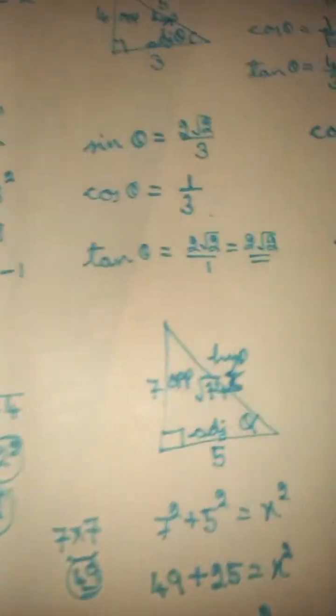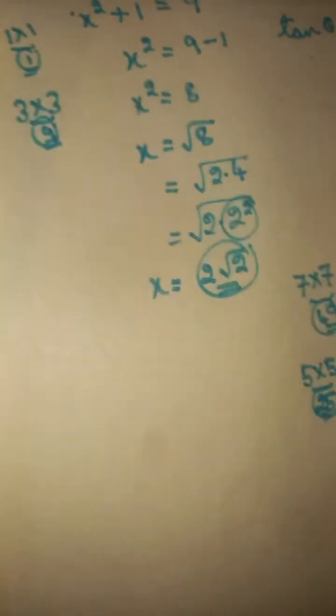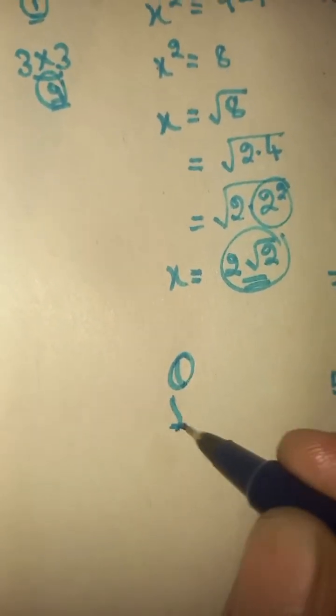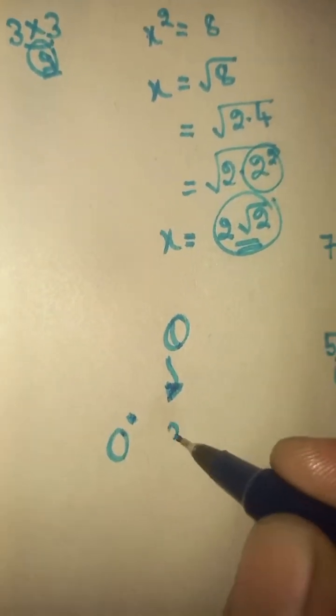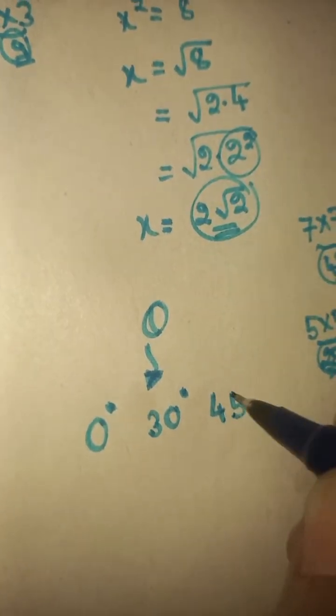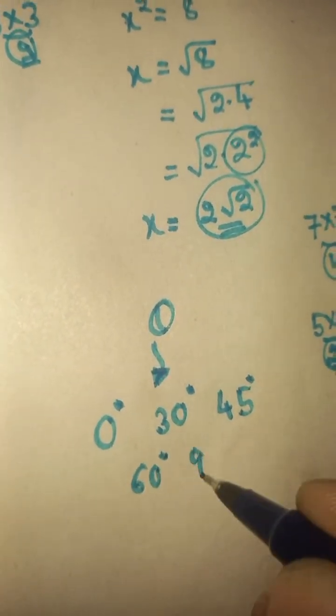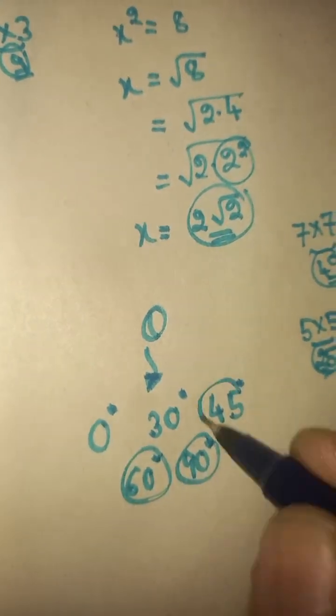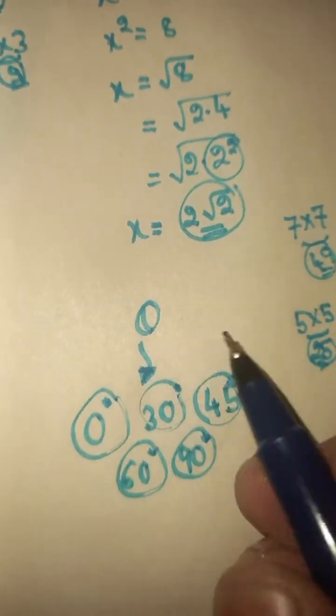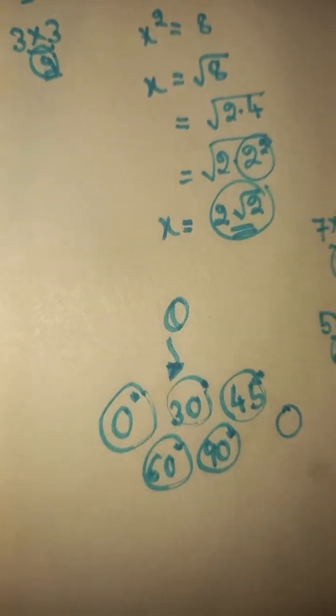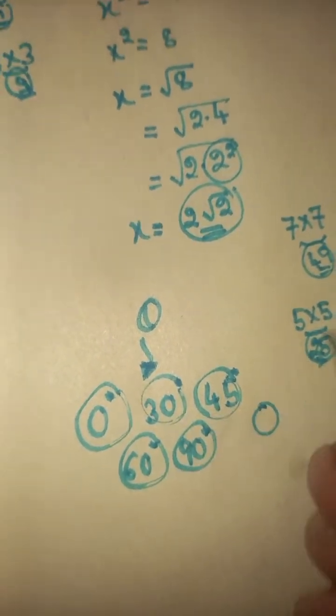And next, you can do the trigonometric ratios of specific angles. That means ratios of 0 degrees, 30 degrees, 45 degrees, 60 degrees, and 90 degrees. You need to find all the different ratios at each of those angles. Here you are going to get each of them.